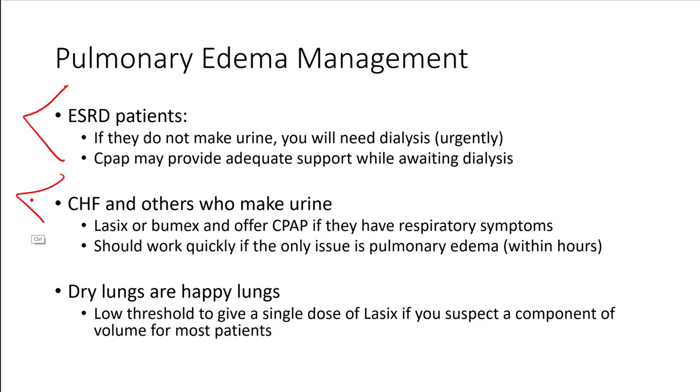Somebody who makes urine, let's say your standard heart failure patient, I'm going to offer them some CPAP to help make them comfortable, and we're going to give them some Lasix or Bumex to help them pee it out. If they have a little bit of an AKI, I'm still going to do this, and you can be mad at me, but again, I've never seen a dose of Lasix fail someone's kidneys, and I like the kidneys a lot. I believe in good kidneys. See my lecture on acute kidney injury.